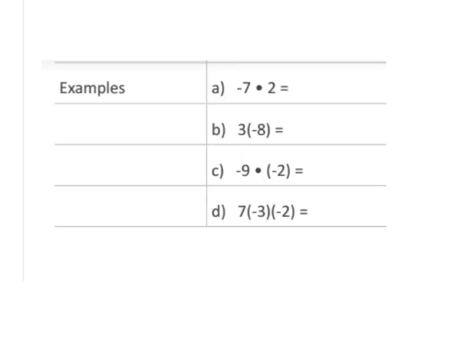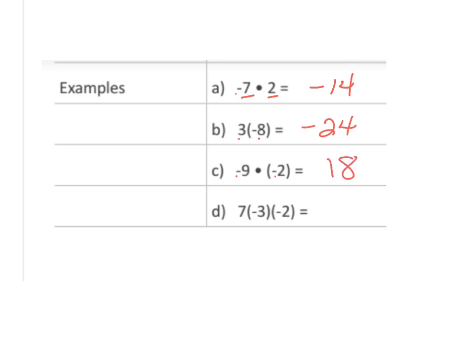So let's do some practice. -7 times 2. You do your normal multiplying. 7 times 2 is 14. I have a negative and a positive, so my answer is negative. 3 times 8 is 24. Positive times a negative, my answer is negative. Negative times a negative, I know my answer is going to be positive. 9 times 2 is 18.